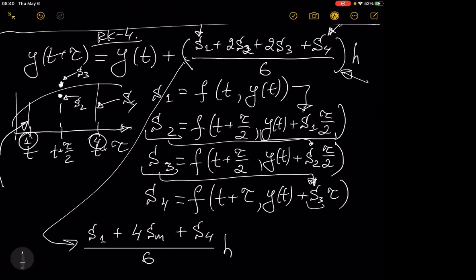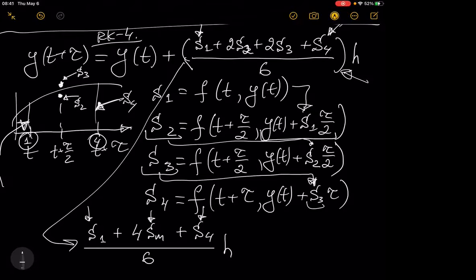Right? So this is Simpson. Is it clear or not? So value of the function on the left, value of the function at the midpoint, value of your function on the right end of the interval. Is it clear or not?